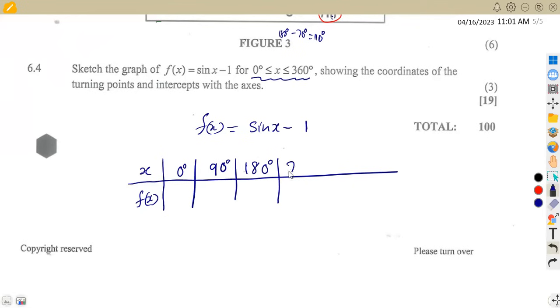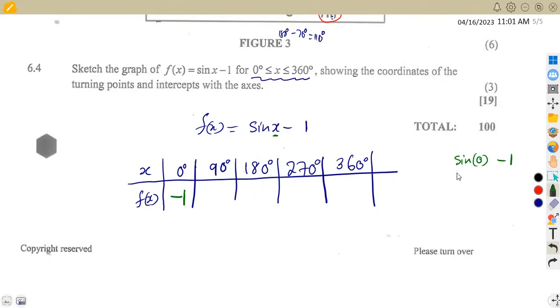We add 90, that is 270 degrees. If we add 90, that is 360 degrees. So these angles are separated 90 degrees apart. What you can do is simplify by substituting the values at 0 degrees in place of x here. This is going to be sine 0 minus 1. That is going to give us a negative 1.